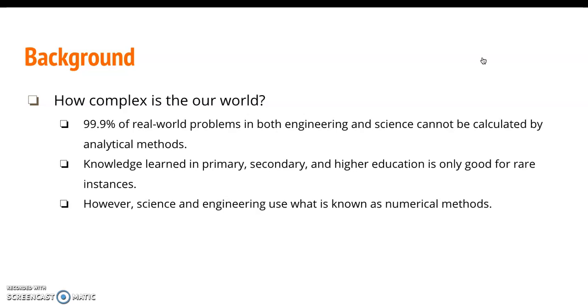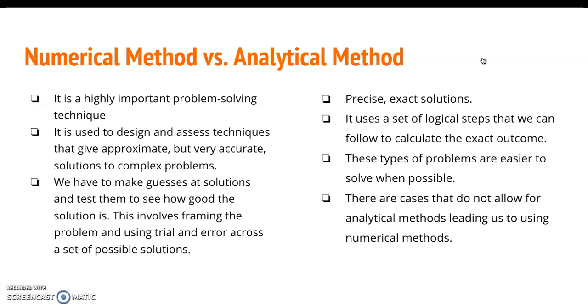It also talked about how knowledge learned through primary, secondary, and higher education is usually only good for rare instances. And lastly, it talks about how science and engineering focus more on what is known as numerical methods. So what is the difference between a numerical method and an analytical method?